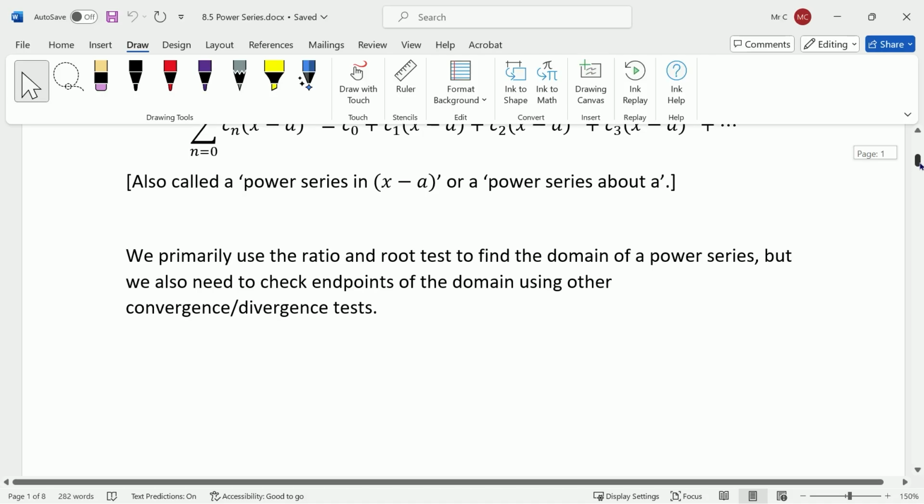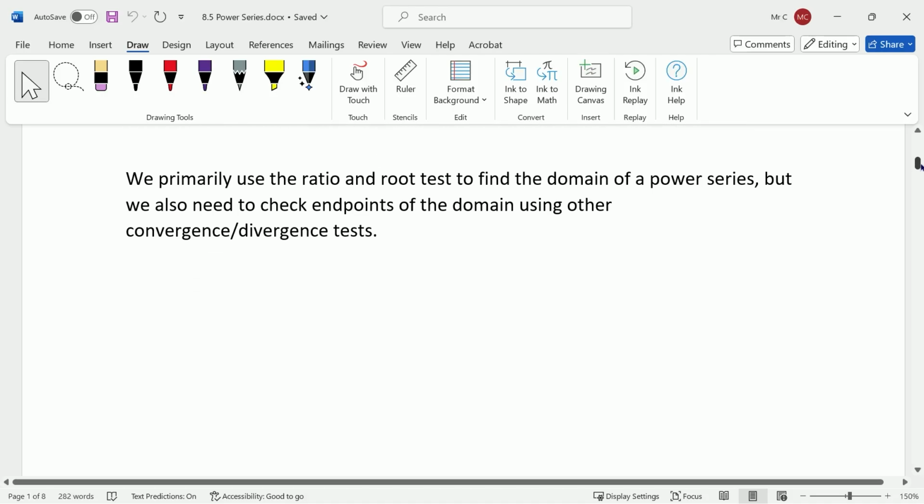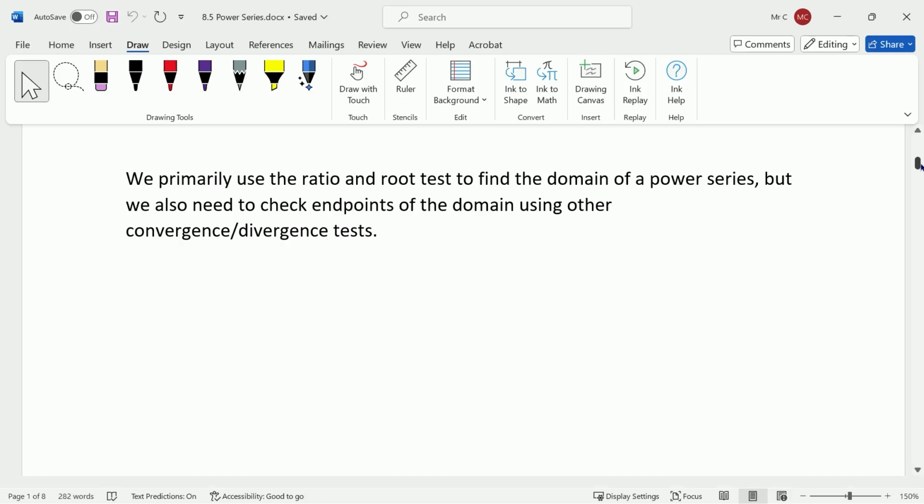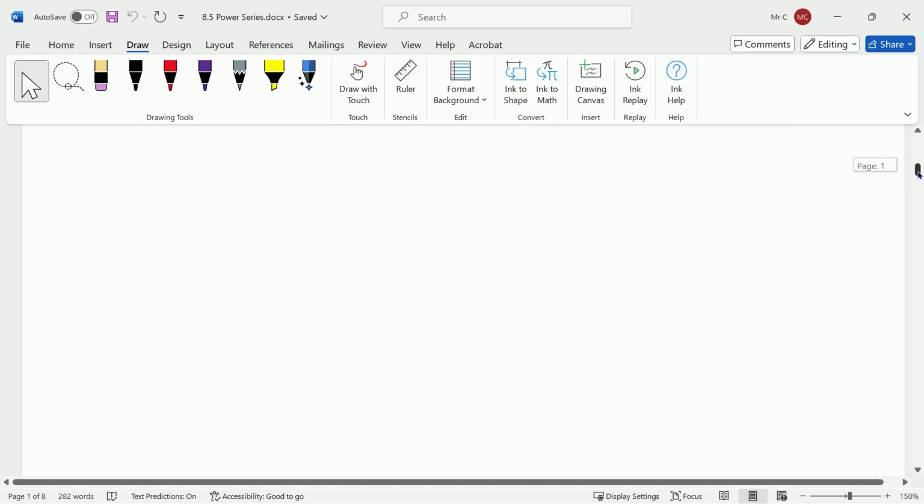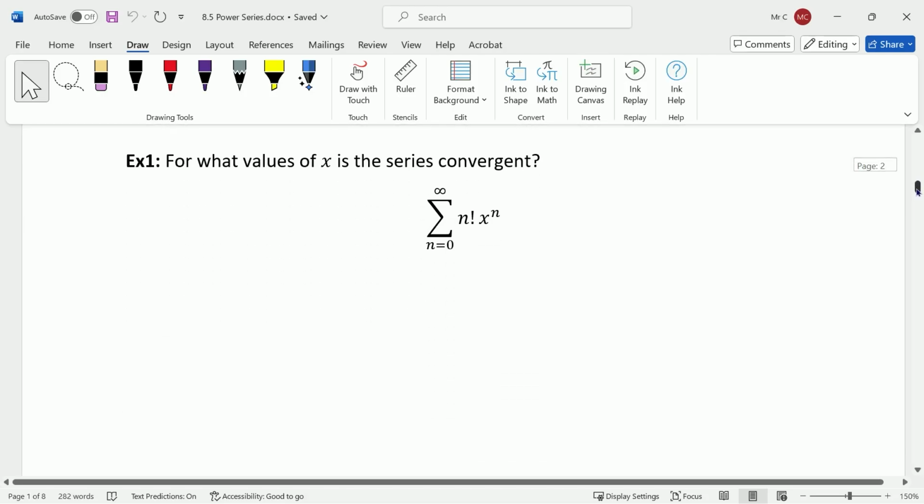Okay, so we primarily are going to use the ratio and root test to find the domain for power series, but we're also going to need to check the endpoints of the domain using other convergence and divergence tests. So let's take a look at our first example.